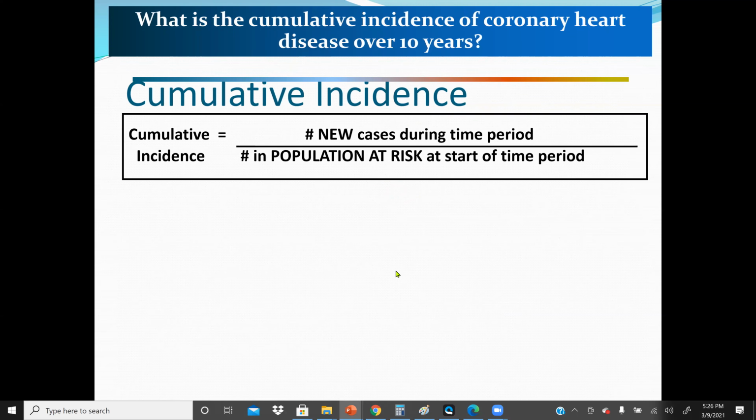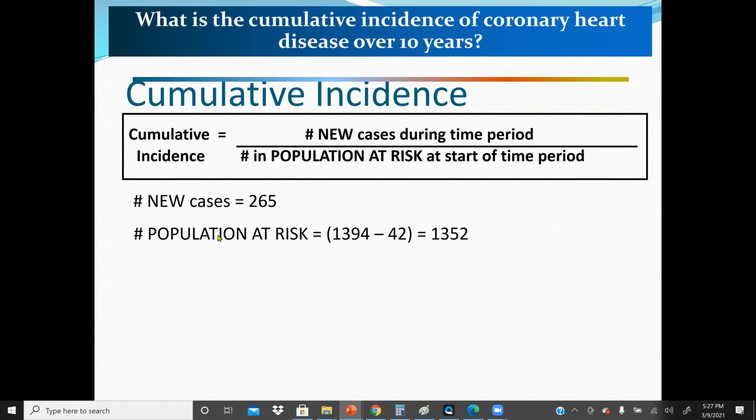So the cumulative incidence will be the number of new cases during the time period over the number of population at risk at the start of the time period. Remember, this is a 10-year time period. The number of new cases is 265. For the population at risk, remember the 42 are out, the prevalent cases at enrollment. So we subtract 1395 minus 42. Now, if we have people with vaccination against this disease, we would also subtract them. So we have 265 over 1352. The cumulative incidence for the 10-year period will be 19.6%.